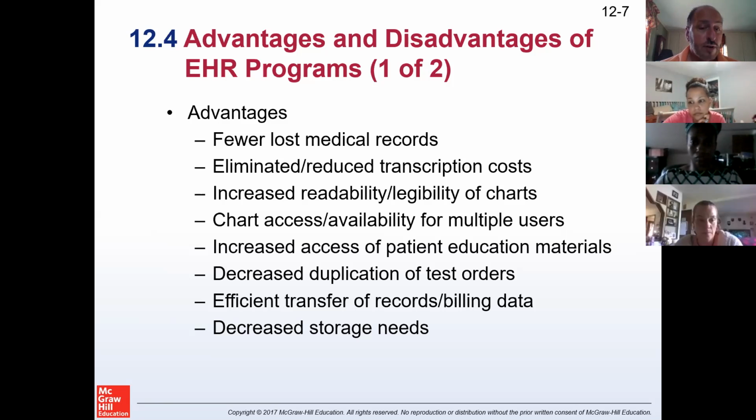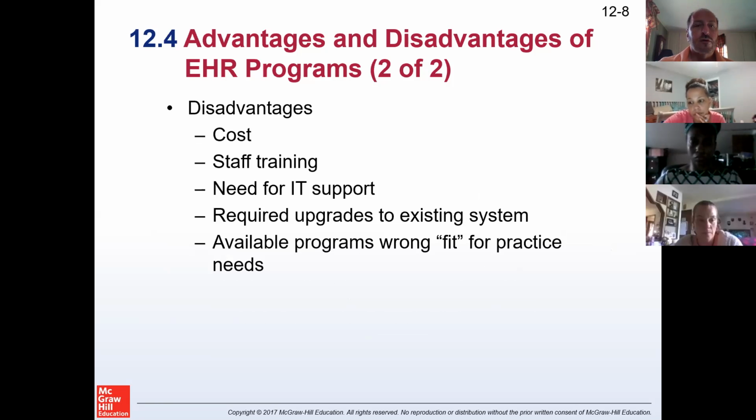It's a very efficient way to transfer records and billing data because you can push information from system to system. And you decrease your storage need because all of a sudden the bricks and mortar space that you needed to house all those big 3-ring binder charts goes away. You only really need space for laptops sitting in areas where staff are going to utilize the system to do the work they need to do. Most of the hard drives are pretty small today, pretty non-existent when you look at how small they make computers today. So it's not a whole lot of space needed for an EHR.